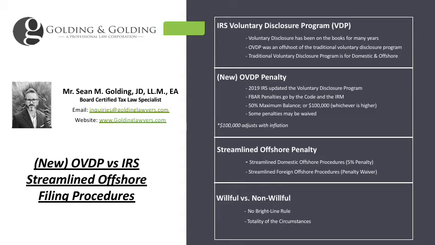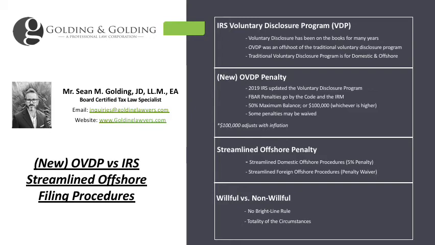We've prepared other presentations specifically on each Streamlined program, but the basics: you have to be non-willful for either program. For Streamlined Domestic, you have to file timely tax returns. Timely is up for debate as to what that means. If your tax returns are due April 15th and you filed them April 1st, you're fine. If you filed for an extension to October and you filed them September 1st, you're fine.